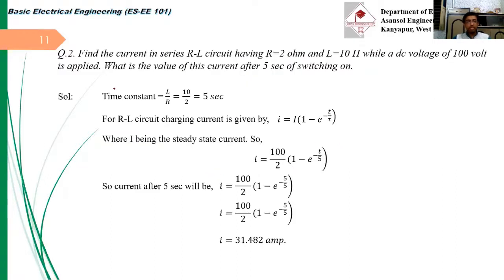Next, question number 2. Find the current in a series RL circuit having R equals 2 ohm, L equals 10 henry, while a DC voltage of 100 volt is applied. So our circuit will be a resistance and an inductor having an inductance value of 10 henry. It is connected across a voltage source, that is 100 volt.